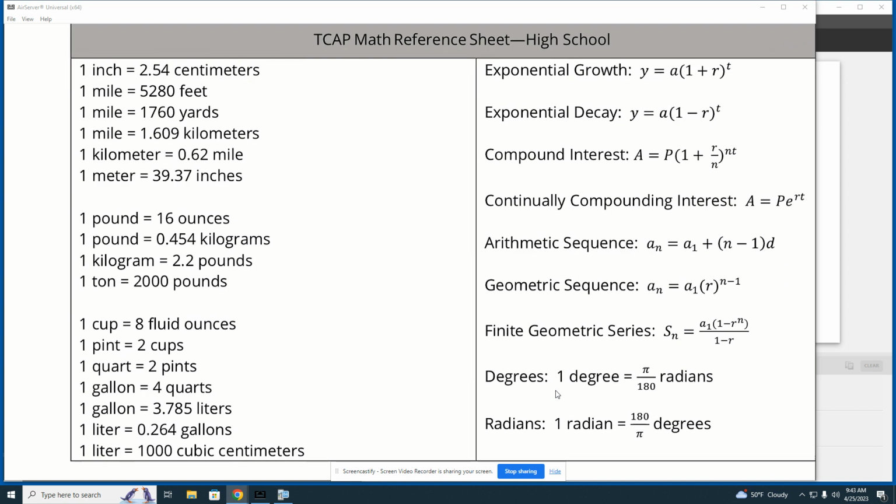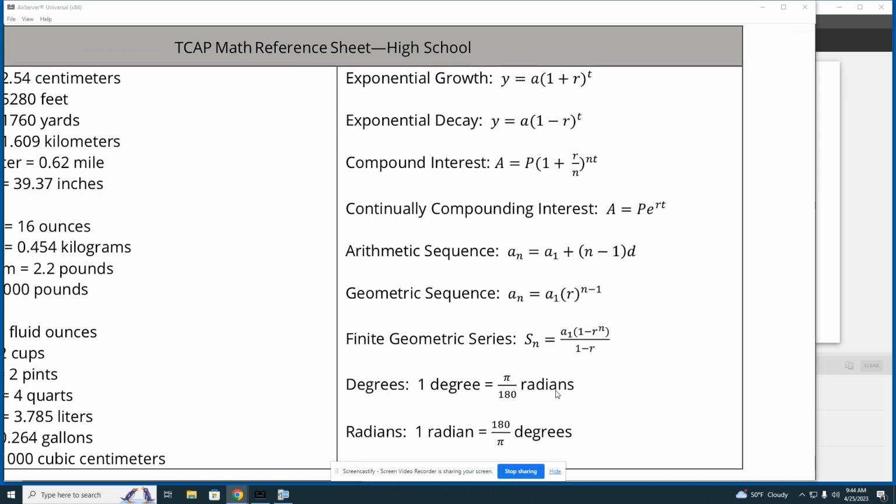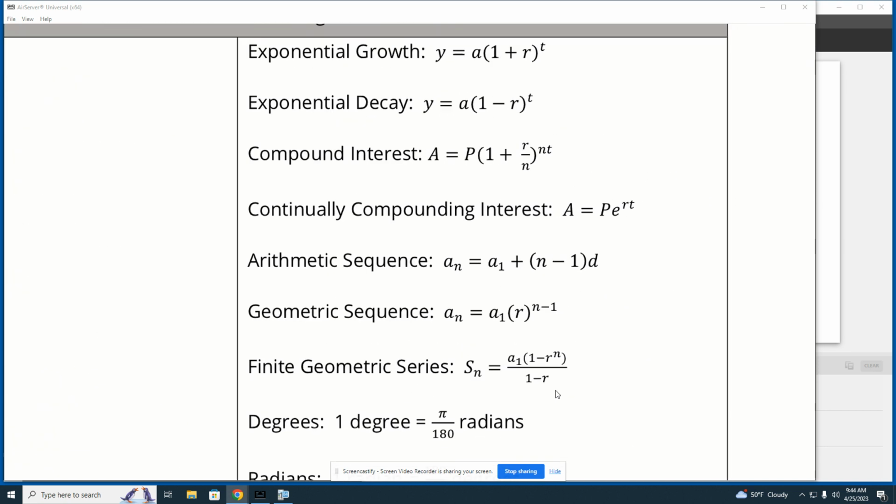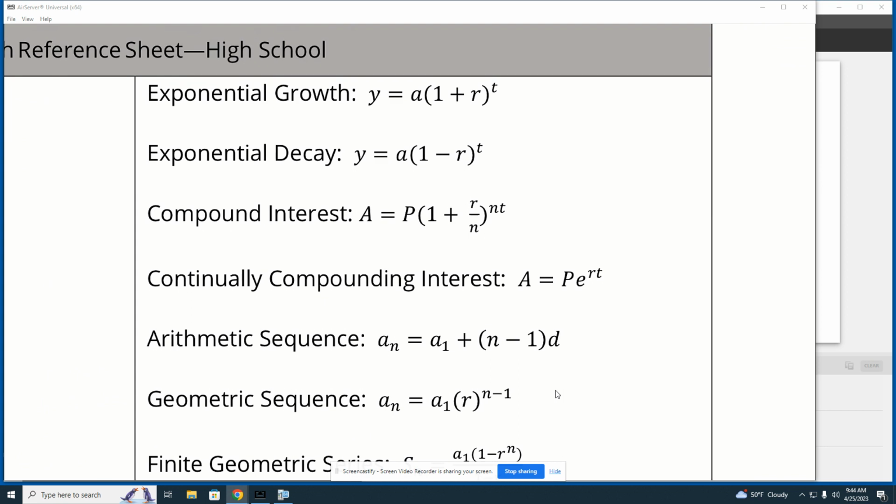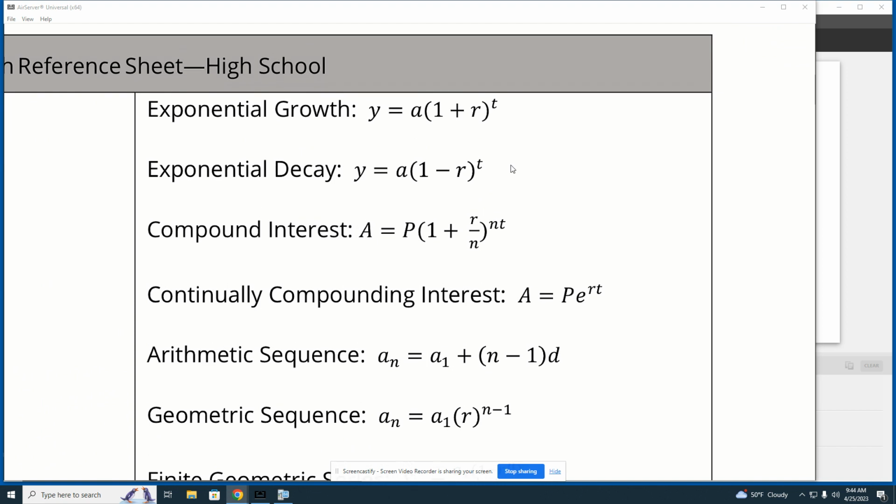This reference sheet is just the high school reference sheet. So it has all these conversions on the left side that I can guarantee you won't see, all right? All of our stuff that's important is over here on the right side. So you've got exponential growth and decay. That's when it's just real simple, okay? Something's going up by a certain percentage. That's what you put into R.